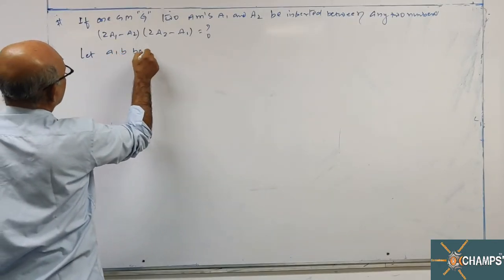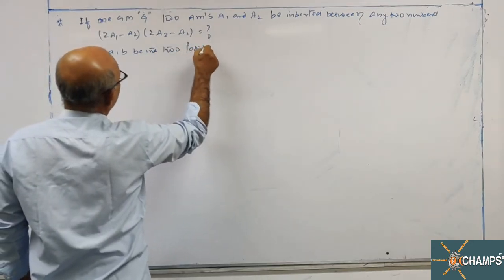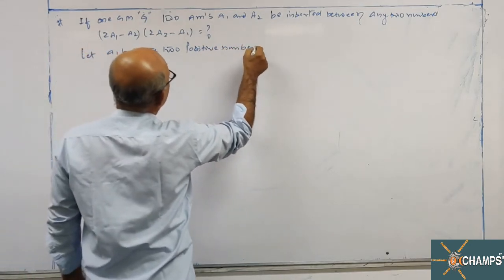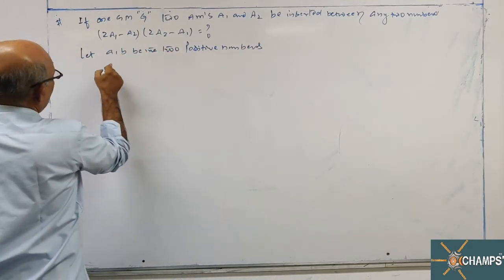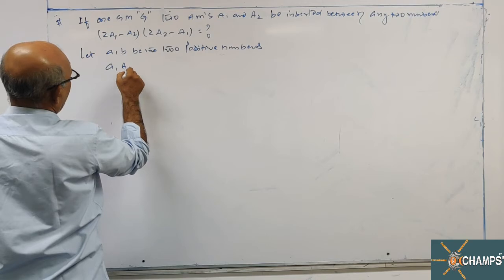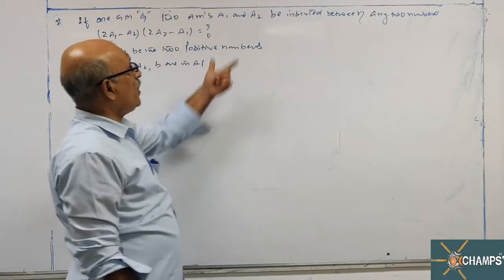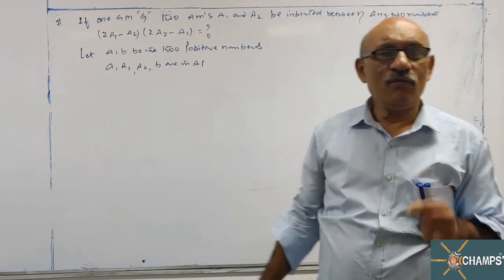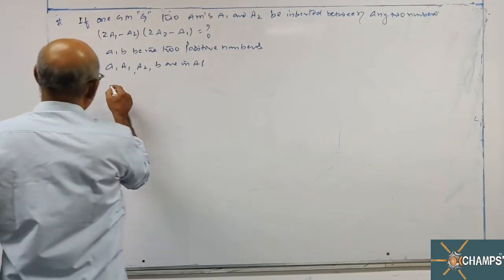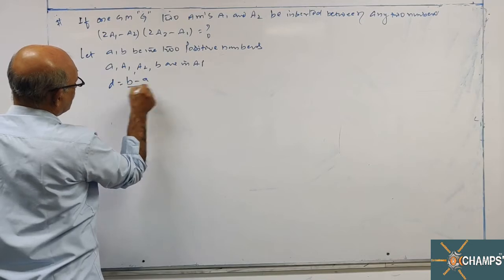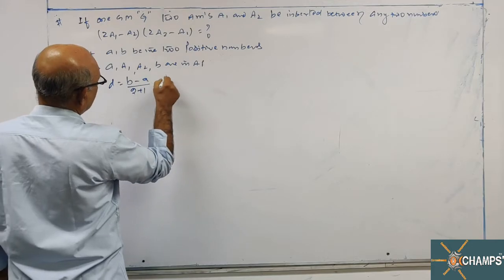Let A, B be the two positive numbers. So A, A1, A2, B are in arithmetic progression. Two arithmetic means we are inserting. Whenever it is arithmetic mean, immediately calculate common difference. Common difference is equal to last term minus first term by number of arithmetic means plus 1, that is 2 plus 1, 3.